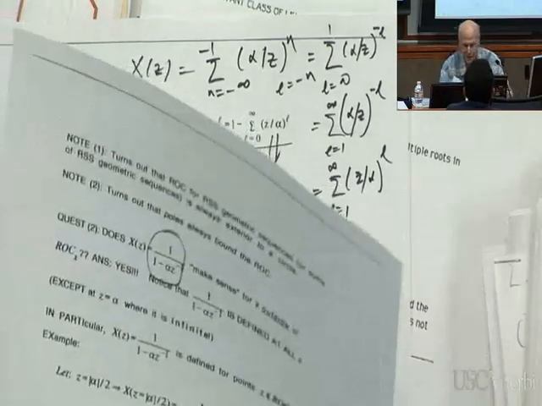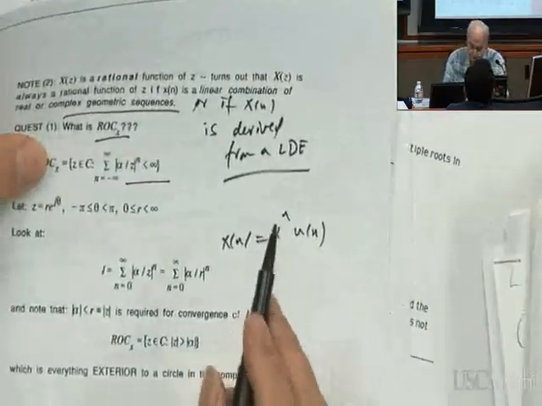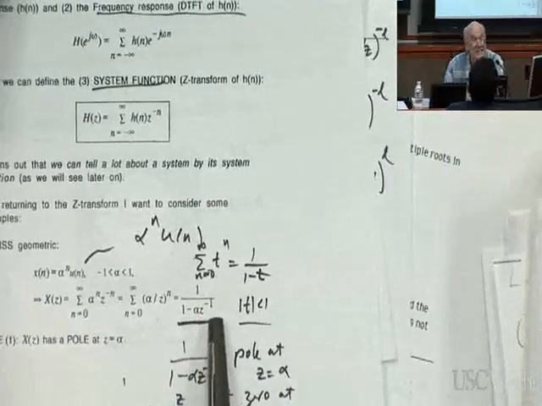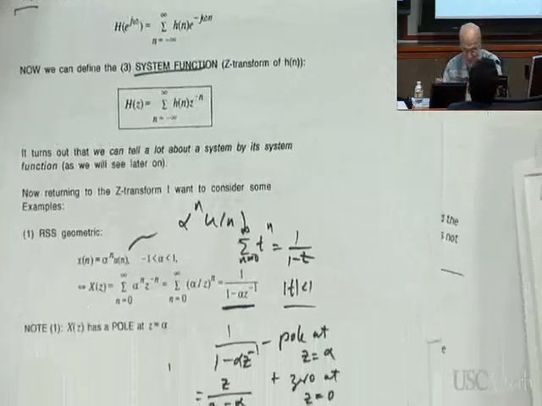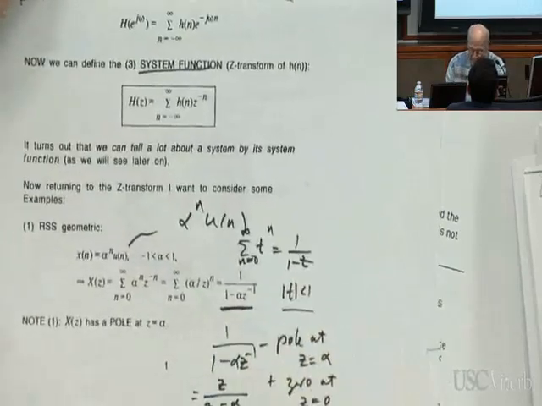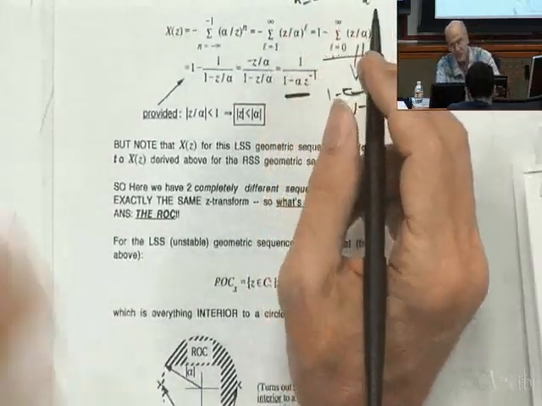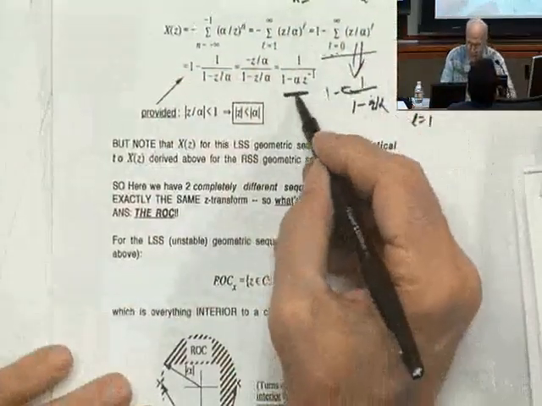It turns out that the right-sided geometric sequence gives you the same result, okay? The right-sided geometric sequence, right here, also gave us 1 over 1 minus alpha z inverse. See? Kind of interesting. So we have two sequences. They both have the same z-transform. Are they different sequences? Different as night and day. One is right-sided, one is left-sided: minus alpha to the n times u of minus n minus 1. They're just totally different sequences. They're not related at all, but yet they have the same z-transform.